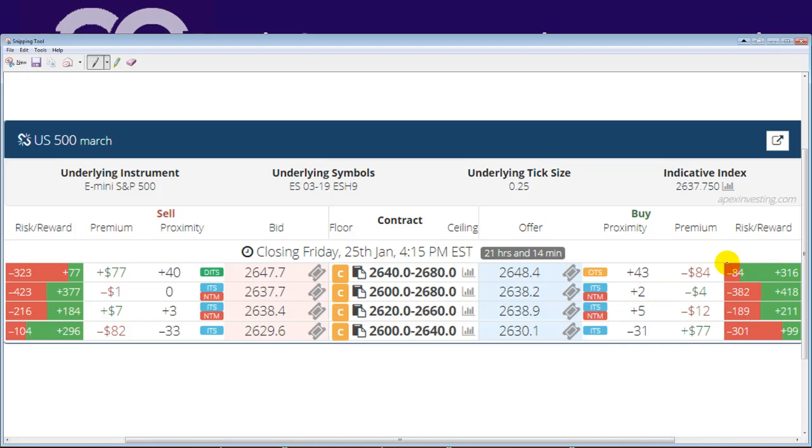If I want to go long, and I buy any of these spreads, I'm risking quite a bit right now. This is pretty much with the whole day left on them. $84. But this one's $382. But if I go in and I buy this for 2638.2, and I sell this for 2629.6, okay, then what do you think my risk is going to be?